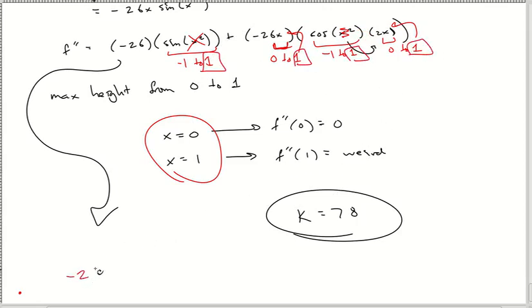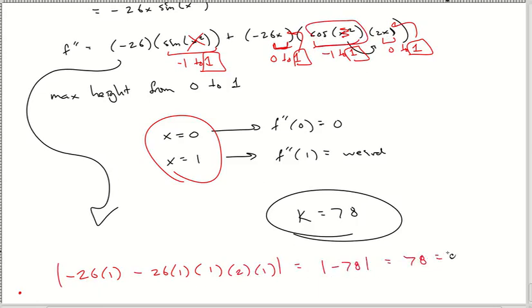Here we go. -26 times a 1. And I got a -26 times a 1 times a 1. This whole thing right here is a 1. And then times 2 times 1. Yep, that's what it is. And they want the absolute value of this thing, and it actually does end up being the absolute value of -78, which is 78, which is your k, which they're wanting to use.